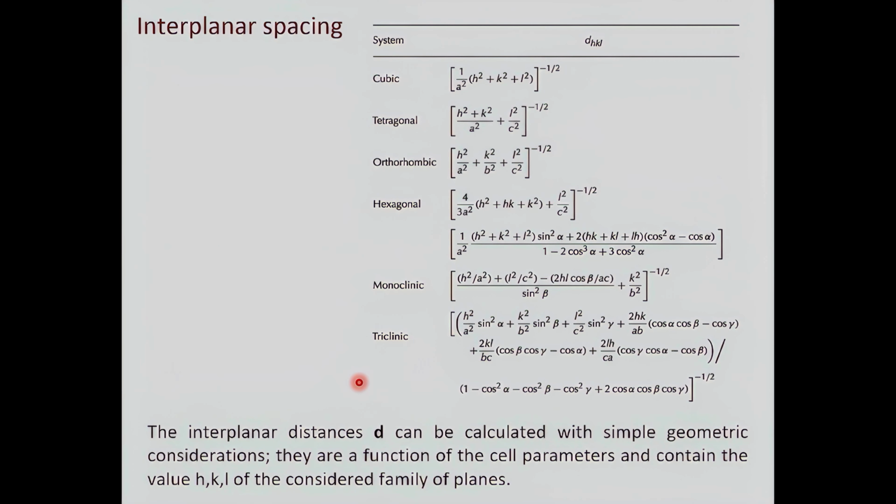In fact, for each crystal system, we have an expression of d, and you can see that for each crystal system, it depends only on a, b, c, alpha, beta, gamma, and the 3 Miller indices corresponding to the family of planes that have given you the diffraction effect. Okay, I have given you really the few elements of crystallography to try to better understand what follows now.